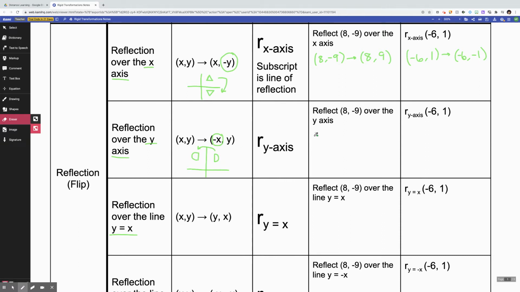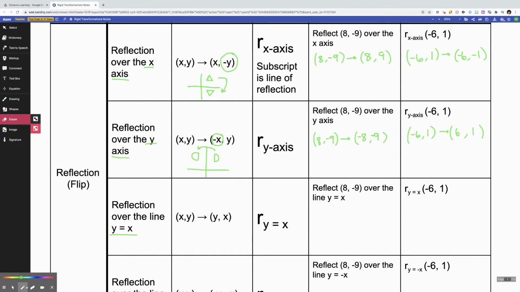So if I'm going to reflect this point, 8, -9 over the y-axis, I just know I only have to change the sign of my x value. So 8 becomes -8, and then my 9 is still -9, okay? Same thing for the vector notation. It says a reflection over the y-axis, so if my original point is -6, 1, I know all I have to do is change the sign of my x value. So -6 becomes +6, and 1 stays the same.